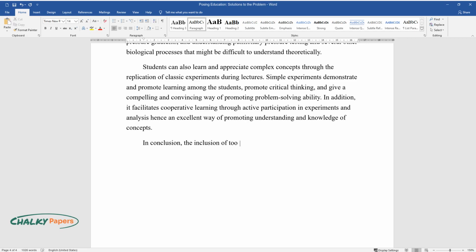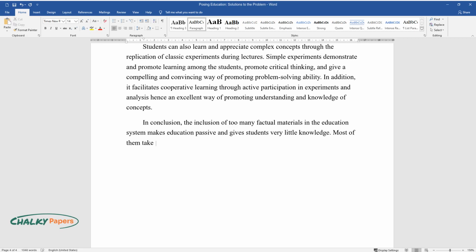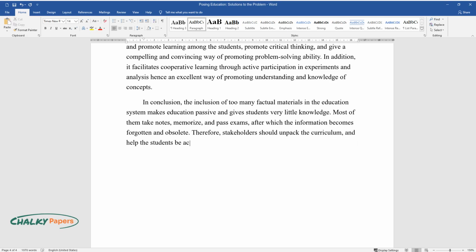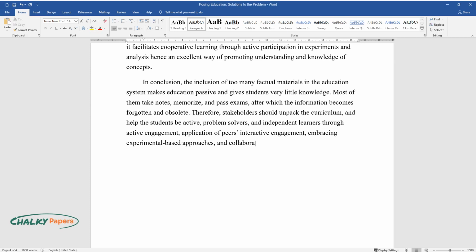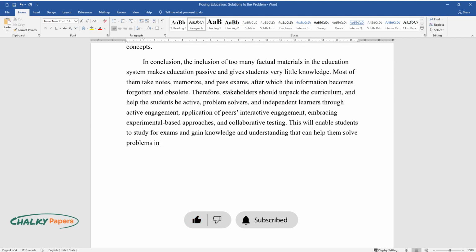In conclusion, the inclusion of too many factual materials in the education system makes education passive and gives students very little knowledge. Most of them take notes, memorize, and pass exams, after which the information becomes forgotten and obsolete. Therefore, stakeholders should unpack the curriculum and help the students be active, problem solvers, and independent learners through active engagement, application of peer instruction, interactive engagement, embracing experiment-based approaches, and collaborative testing. This will enable students to study for exams and gain knowledge and understanding that can help them solve problems in the future.